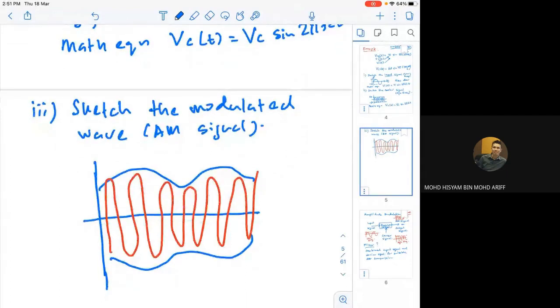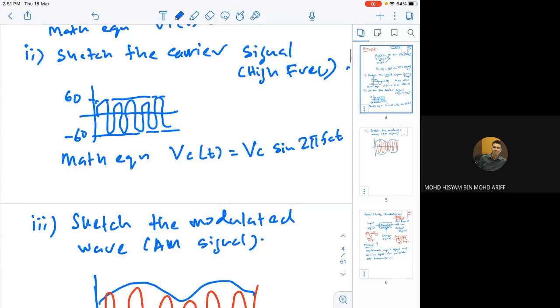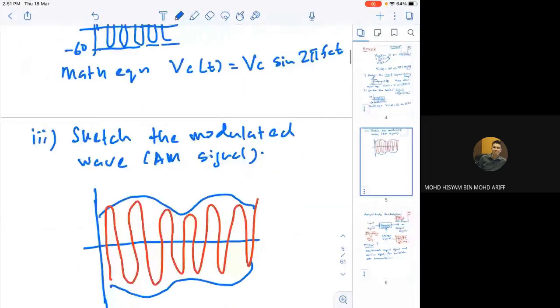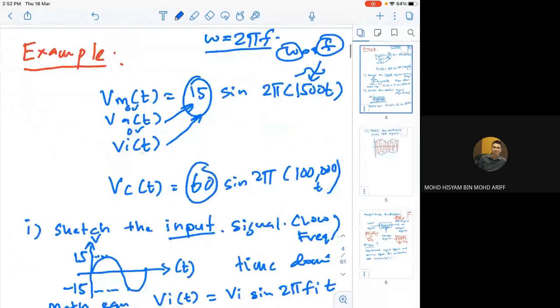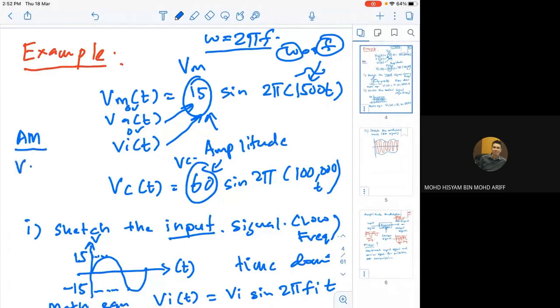Here you see your input signal, 15 sine, and this is the amplitude, the voltage. 15 and 60 are voltages. This one is VM, this one is VC. One rule you must know for AM: number one, VC is bigger than VM. Number two, FC must be bigger than FM. This is the basic concept.